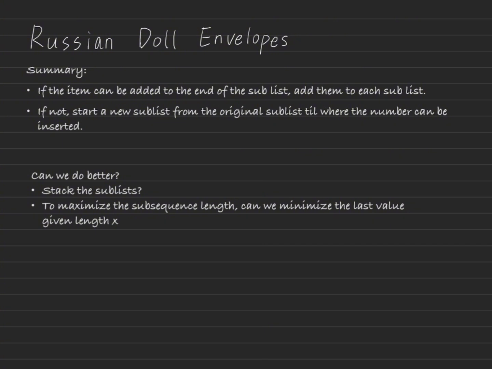In summary, this is what we did in a naive approach. If the item can be added to the end of the sublist, add it to each sublist. If not, start a new sublist from the original sublist till where the number can be added. As you can see, keeping track of many sublists increases our time complexity by a lot.